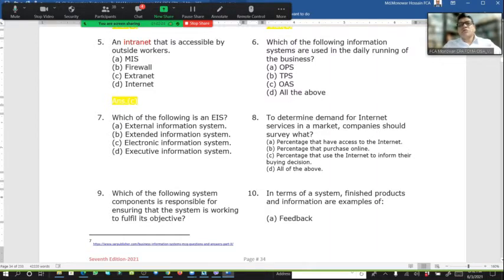If we see 6, which of the following information systems are used in the daily running of a business? OTP, we know what OTP is. Sometimes we can say one-time password system, TPS, OS. That means the answer is B. That means TPS, transaction processing system. So which of the following information systems are used in the daily running of the business? Transaction processing system is the operating system used in the daily running of the business.